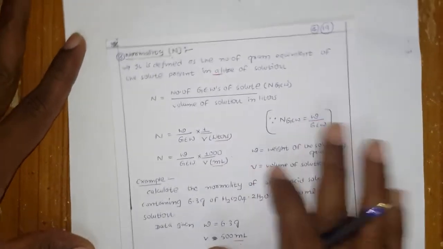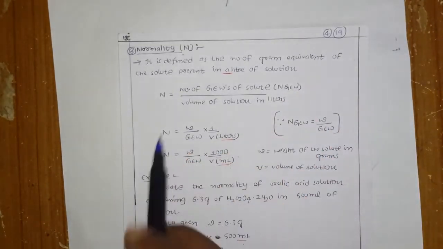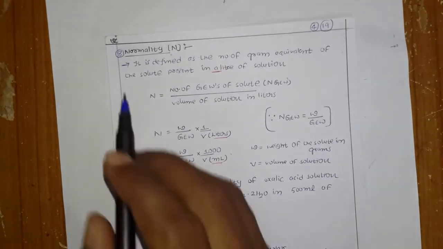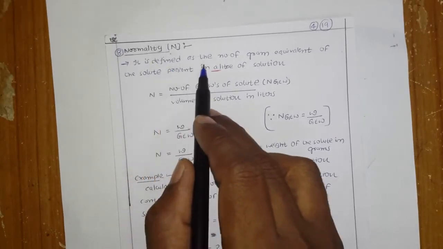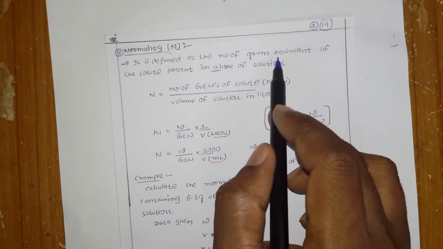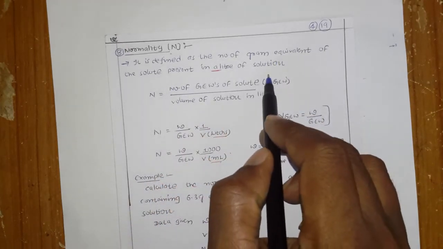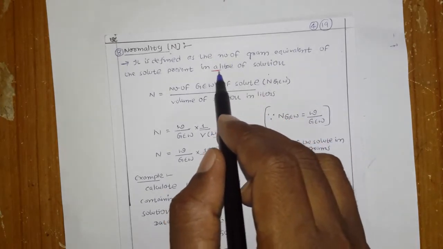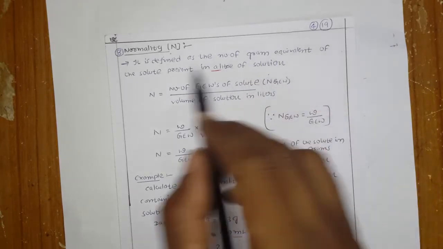So what is normality? It is very simple. It is almost very similar to molarity and molality. It is defined as the number of gram equivalents of solute present in a liter of solution. So it is almost equal to molarity only. In molarity also it is in a liter of solution, but there it is the number of moles of solute.